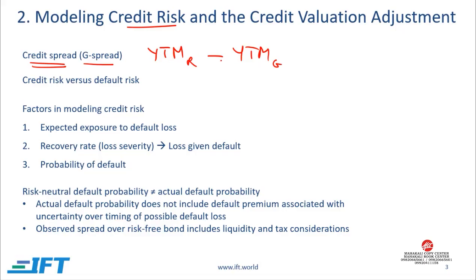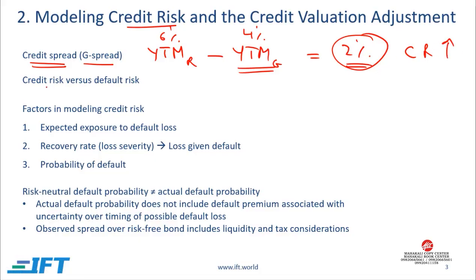So for example, if we have a 5-year corporate bond with a YTM of 6%, and a similar 5-year government bond with a YTM of 4%, then the credit spread is equal to 2%. This is also called the G spread or government spread because we are talking about the spread over a risk-free government bond. The credit spread is a measure of credit risk. The higher the spread, the higher the credit risk.